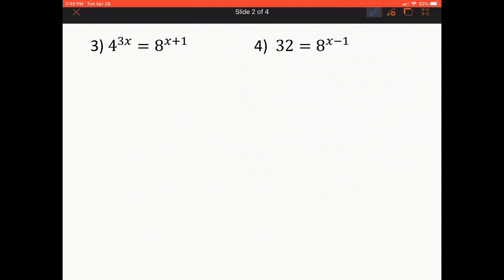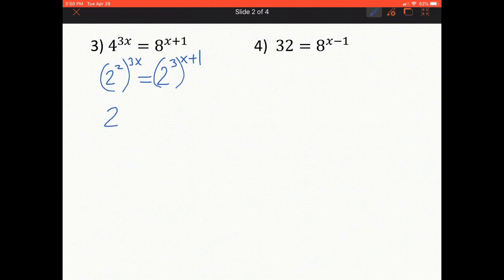Well, 4 to the first is 4, and 4 to the second is 16, so no. So in this problem, I'm going to have to change both bases. So I can write both 4 and 8 with base 2. 4 is 2 squared. Keep your 3x outside the exponent. 8 is 2 to the third. Keep your x plus 1, and now we'll just have to multiply them both.